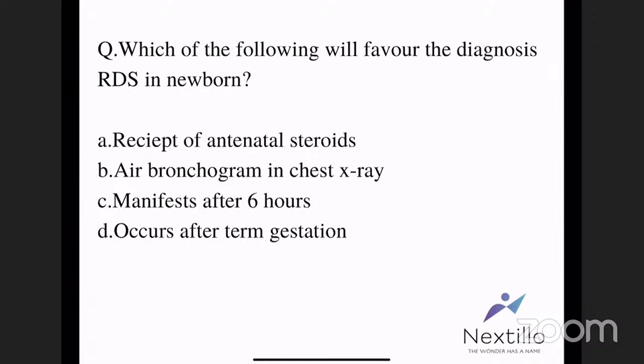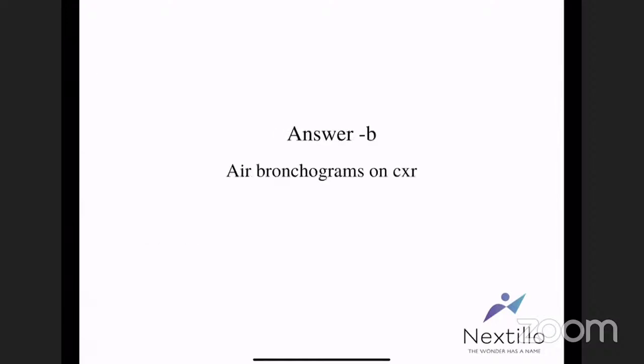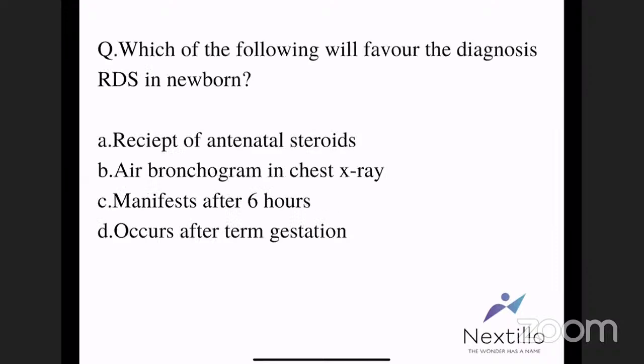Occurs after term gestation. Obviously, respiratory distress syndrome or hyaline membrane disease is a disease of prematurity. So this is also not correct. So the right answer is air bronchogram in chest X-ray. So which of the following favor the diagnosis of RDS? Air bronchograms.